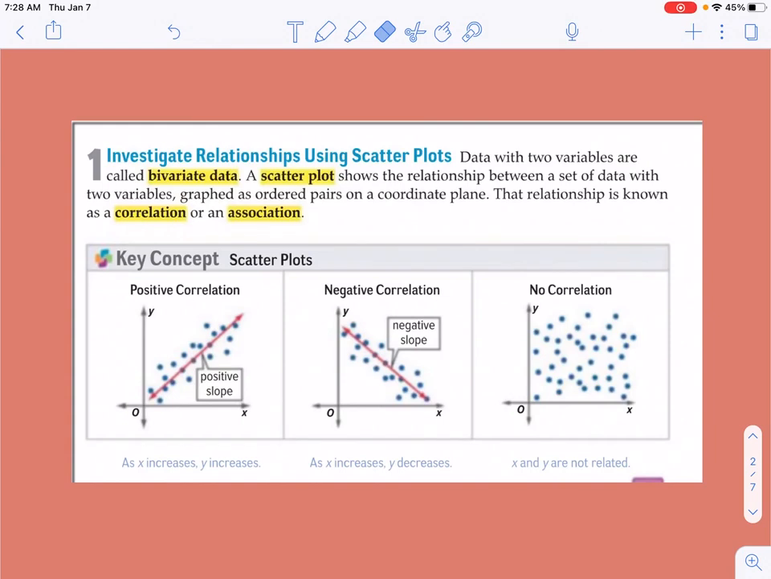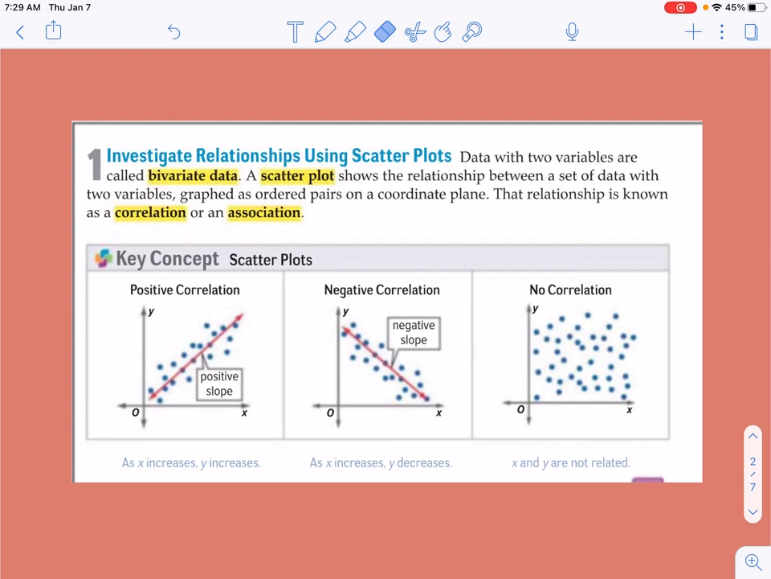All right, in this video we are going to talk about scatter plots. We're going to introduce you guys to scatter plots. Most of you are familiar with them. We're going to look at things for correlation and what kinds of correlations there are. So if you look at the screen here, we've got three pictures, three different kinds of graphs.